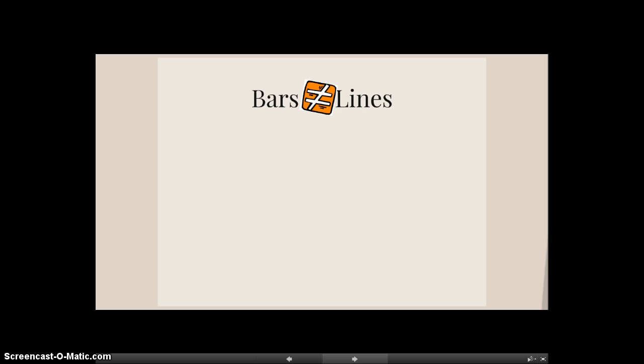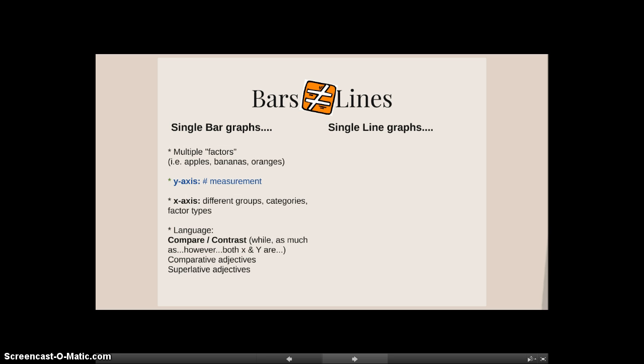First, let me start by comparing bar graphs and line graphs. The difference between single bar graphs and line graphs starts by taking a look at the factors. As you know, in a single bar graph, we might be measuring different things like the number of apples, bananas, and oranges. The y-axis looks at the measurement. That doesn't change no matter what kind of graph you look at. But the x-axis does show us these different categories or factors that we're looking at. The main thing that we looked at for language was compare-contrast, as well as comparative and superlative adjectives.